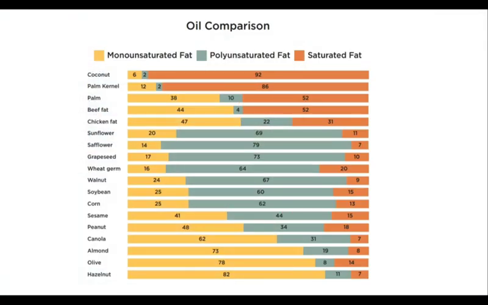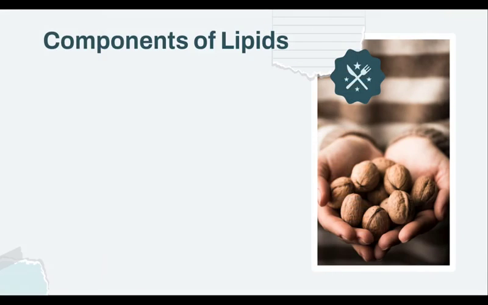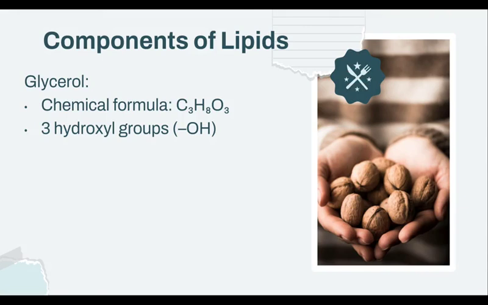This is a comparison of different types of fat in main components, with lipid examples. So what are the components of lipids? Glycerol. The chemical formula is C3H8O3. There are 3 hydroxyl groups in glycerol.